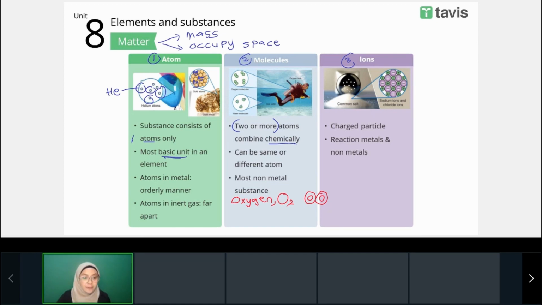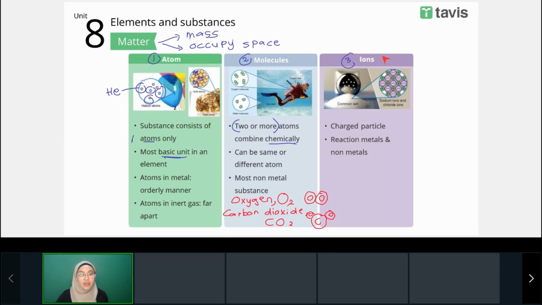Another example, carbon dioxide. The chemical formula is CO2. Why CO2? It comprises one carbon and two oxygen, like a Mickey Mouse. One carbon, two oxygen. So molecules consist of two or more atoms that combine chemically. It can be the same atom or it can be different.